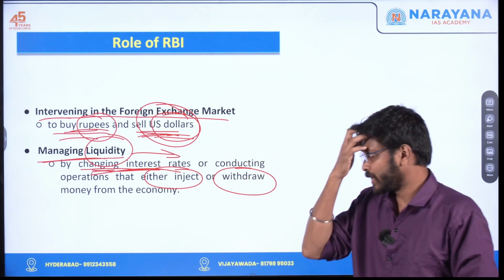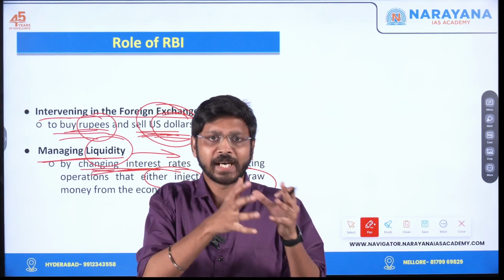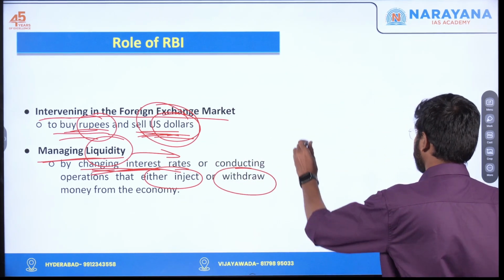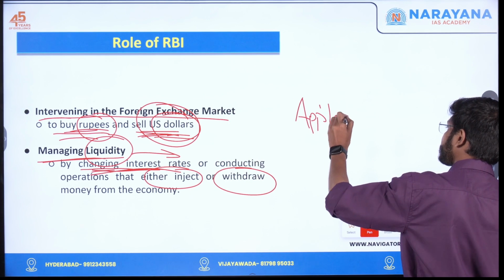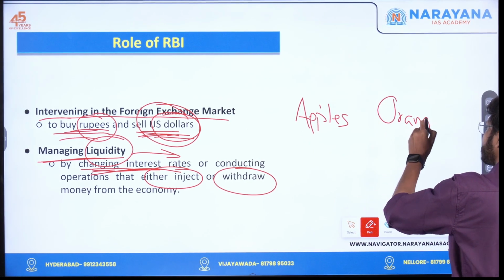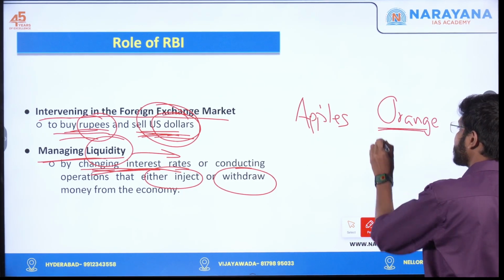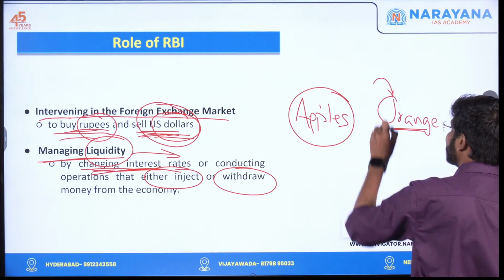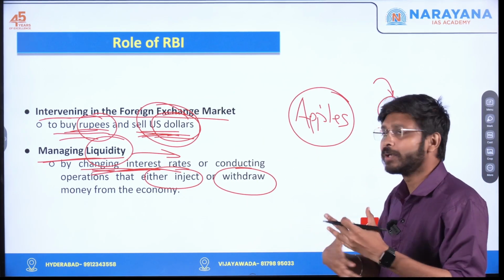For example, take this example: RBI is someone who has apples as well as oranges. There is a huge selling of apples happening, and huge buying of oranges is also happening. RBI wants to reverse it. RBI has oranges in their hand. So what will they be doing? They will be selling these oranges and buying apples. In that way, RBI wants to reverse this.